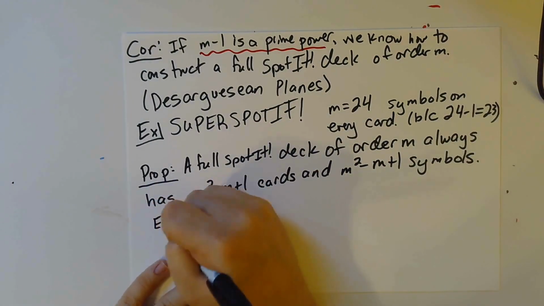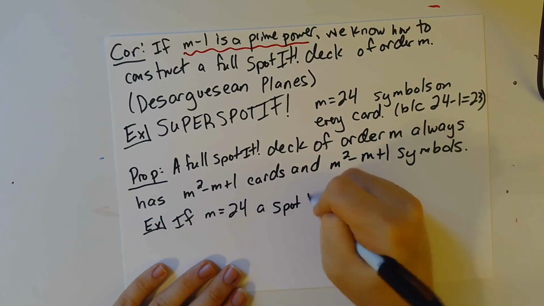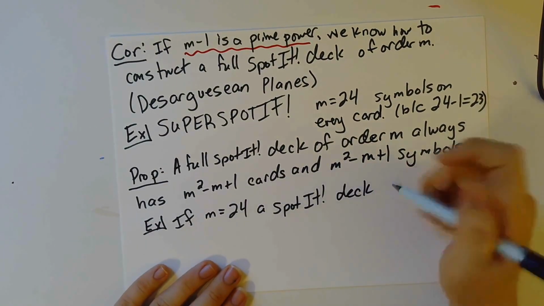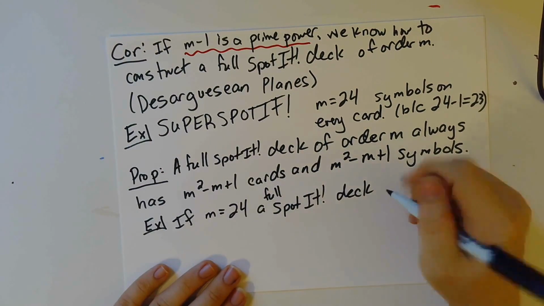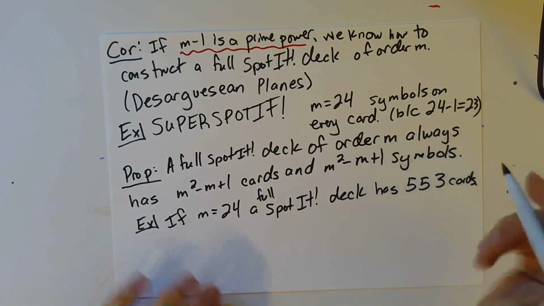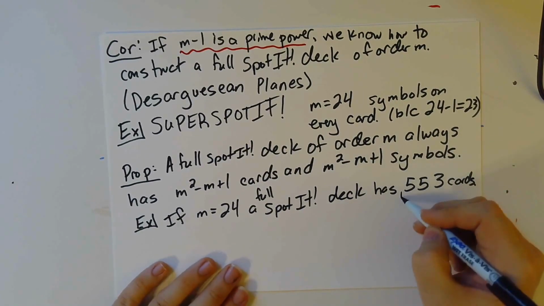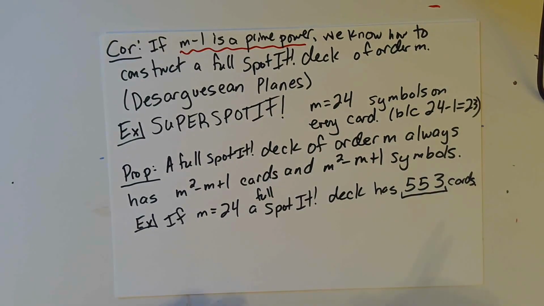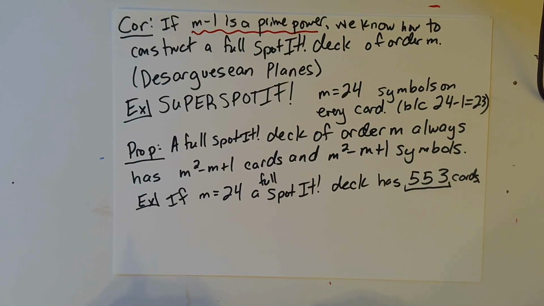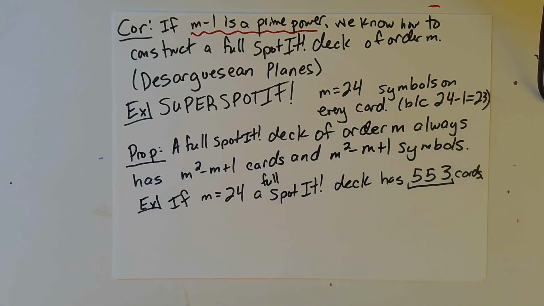So that means that if you wanted to make your full spotted deck of order 24, then it would need to have 553 cards. Now, if they didn't even want to bother printing 57 cards, probably they're not going to release Super Spotted with 553 cards. But at least mathematically, there's no reason they can't. So I want to prove this proposition.